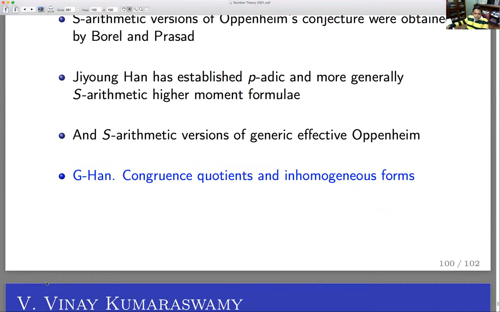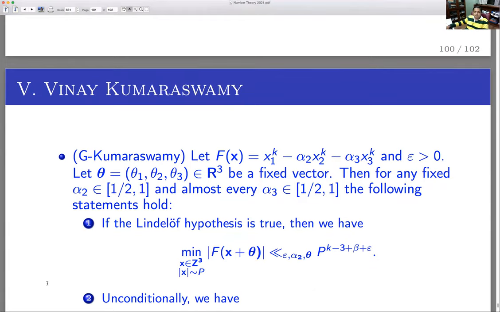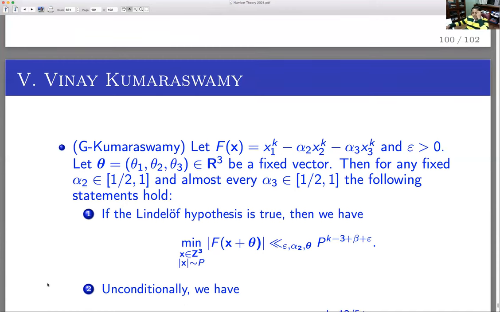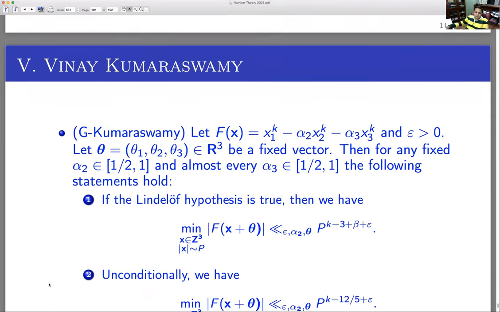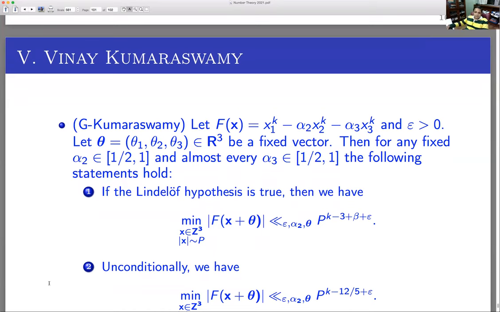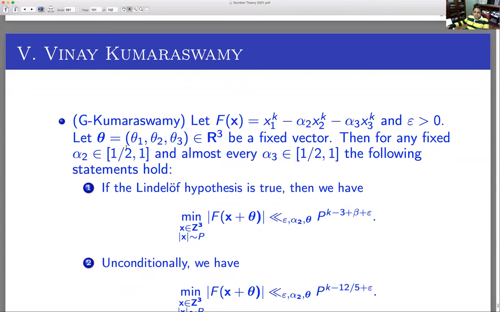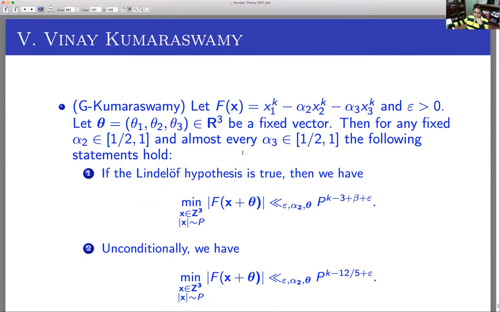And finally, I would like to advertise another young mathematician, Vinay Kumaraswamy, who is also a postdoc here at the Tata Institute. In joint work with him, we looked at, I discussed this result of Bourgain and mentioned the work of Dietmann and Schindler, who had looked at higher degree forms. And so it's natural to ask whether one can get inhomogeneous versions of Bourgain's and Schindler's results. And so we were able to obtain some results where essentially we fix a shift and allow the quadratic form to vary in some diagonal family like Bourgain did, and obtain some unconditional bounds and some bounds conditional on the Lindelöf hypothesis.